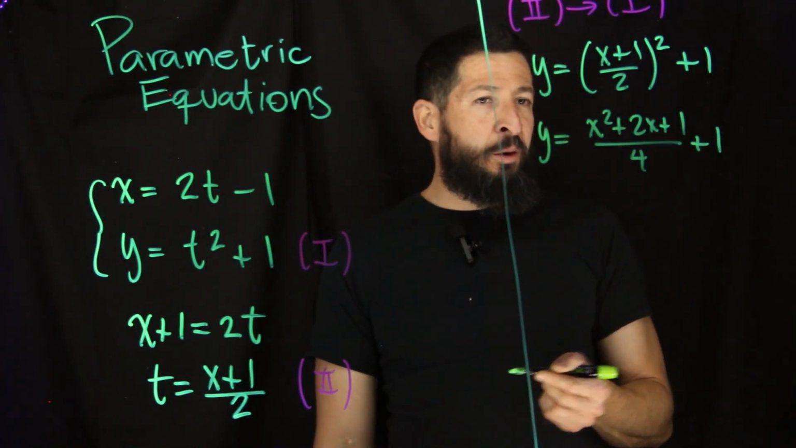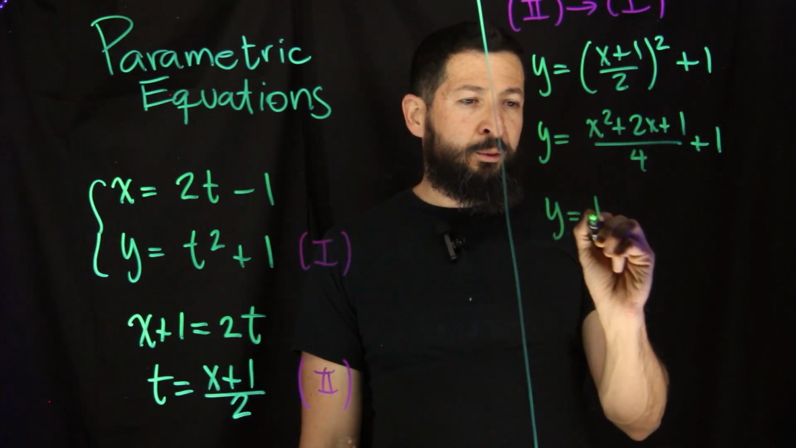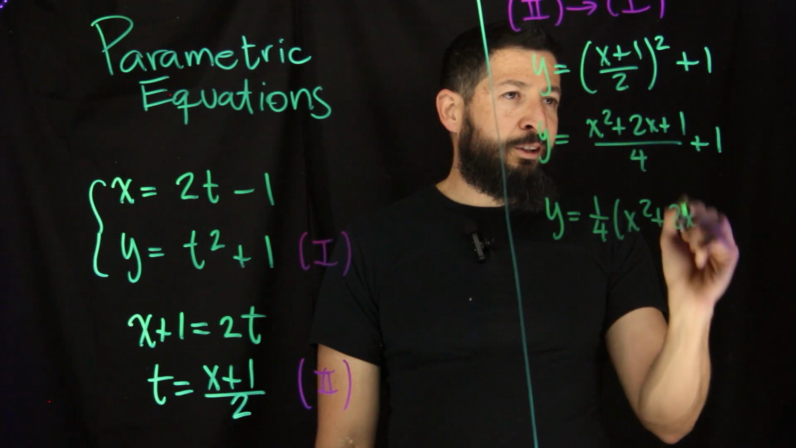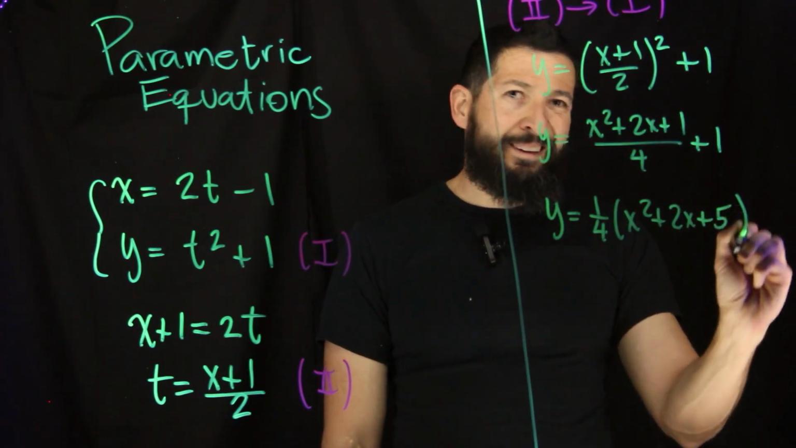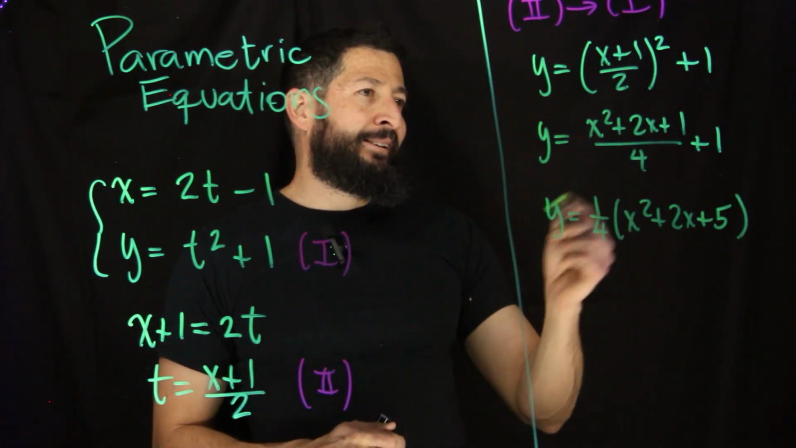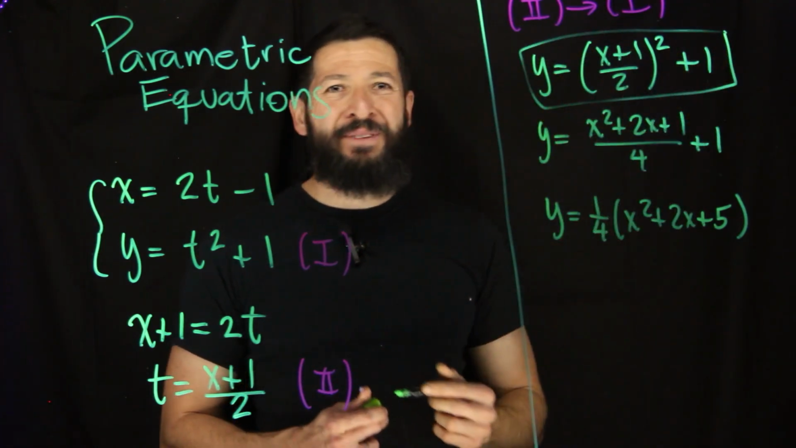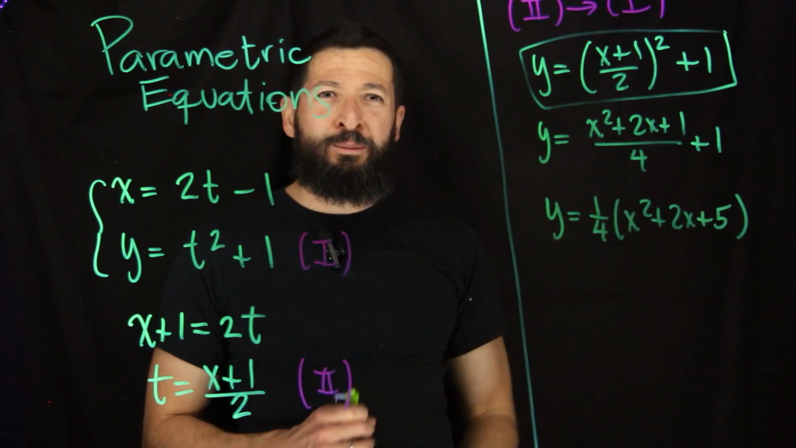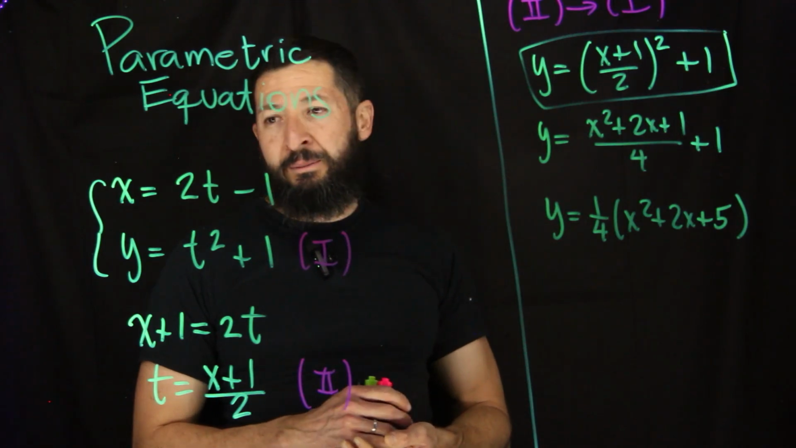You could do a common denominator if you wanted and write this as y equals 1/4 of (x squared plus 2x plus 1 plus 4), which is plus 5. You could do that. If you're in my class, you're probably good leaving it here. But some other people may want you to go a little bit further. No big deal there. And that's how you eliminate a parameter.